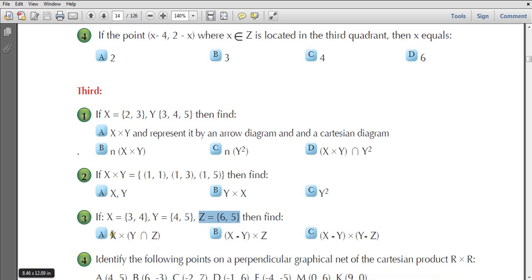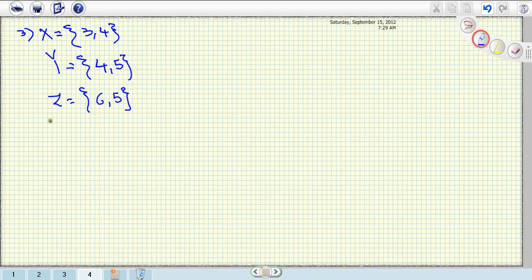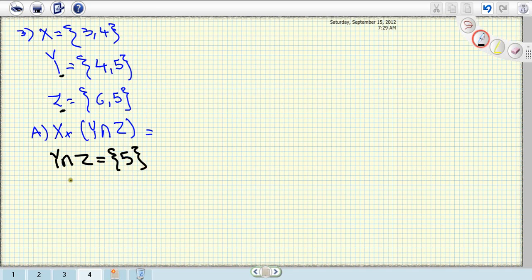The first question says the Cartesian product of x and y intersect z. This is letter A. Okay, I'm going to use another color. I'm going to find the intersection of y and z, which means the common elements of y and z, which is 5. So the Cartesian product of x and 5, I'm going to write it here, x, which is 3 and 4, and here is 5, and the answer will be the ordered pairs 3 and 5 and 4 and 5.